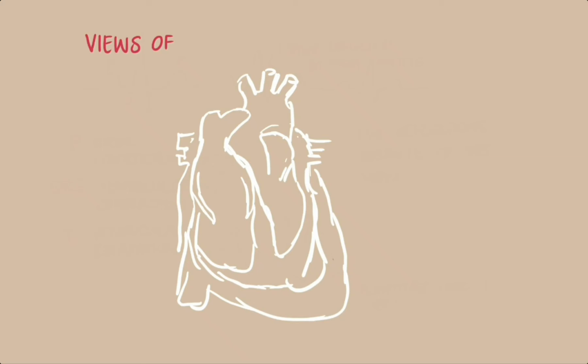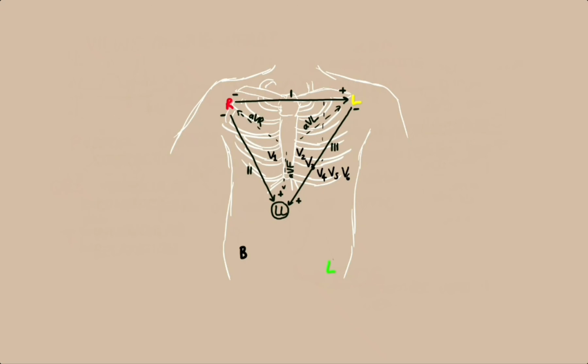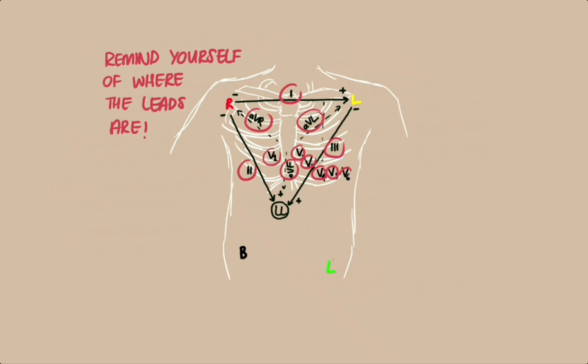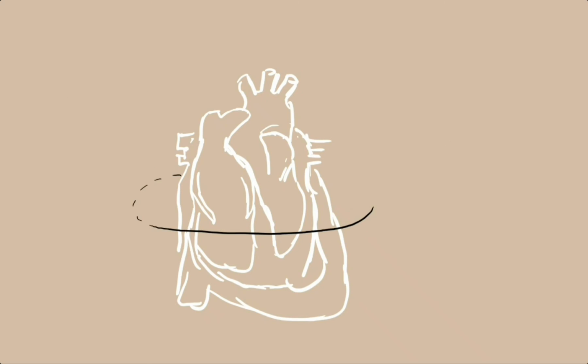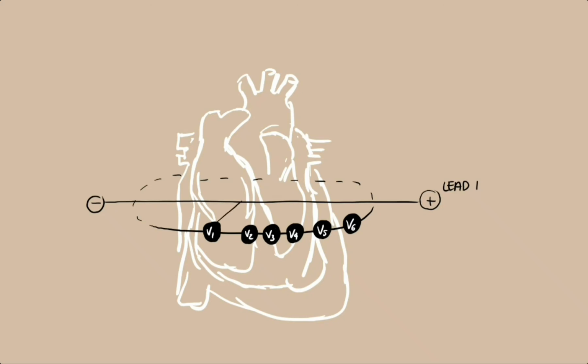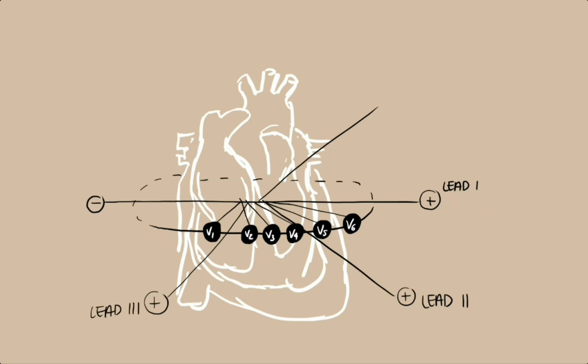So in order to understand the different views of the heart that each lead has, you just need to remember where the leads are placed and remember what the leads are actually measuring. So that's quite self-explanatory for the chest leads, because they're measuring activity towards them. And as long as you remember where the chest leads are and what direction they're measuring the activity in, the rest of it makes sense. Lead 1 measures activity from the left to the right, and lead 2 and lead 3 are as drawn, and the same with the augmented unipolar leads.